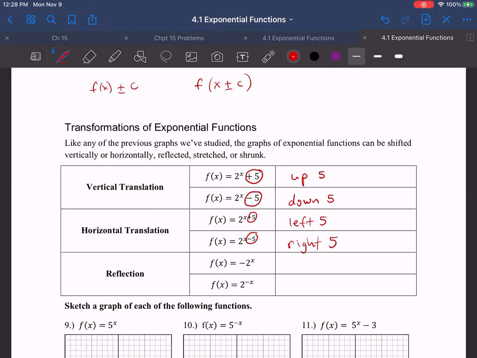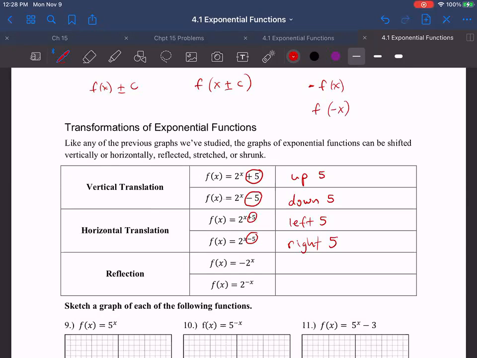Okay. And then the last thing we're really interested in are reflections. And we had 2. We had the vertical reflection, which was a reflection over the x-axis. And that was when we had like a negative f of x. And then we had the horizontal, where the negative was inside the function on the x. And that was a reflection over the y-axis.